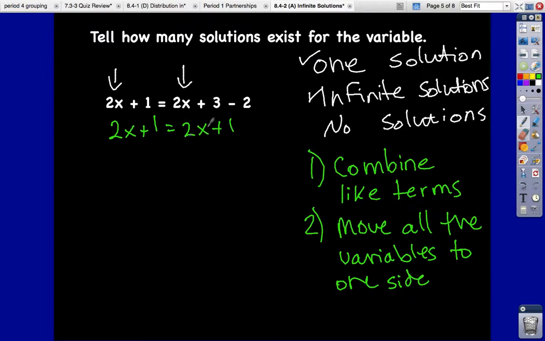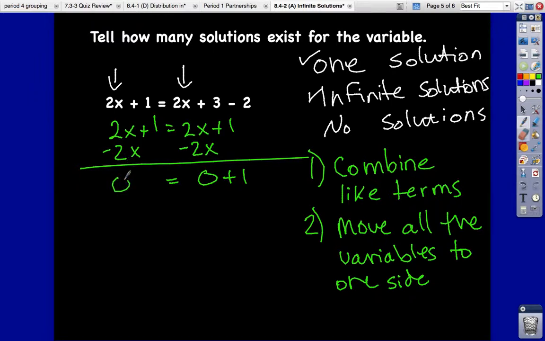So in this case, I want to move this 2x over here, okay? And how would I move a 2x over? How would I get 2x to 0 on the right-hand side? Well, I'd subtract 2x from both sides. And look what happens. I end up with 0 here plus 1 equaling 0 plus 1, or 1 equals 1.